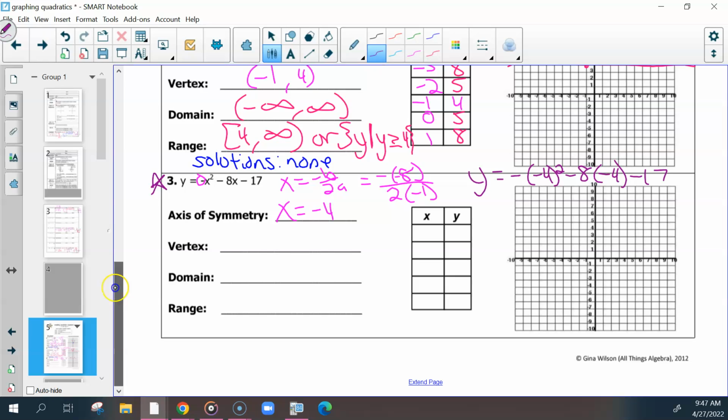What's the vertex? That's what we're trying to find out. We didn't find the y yet. Oh, you have to find the y out? What's our y value? 7. I think 7 was. Did we all get 7?